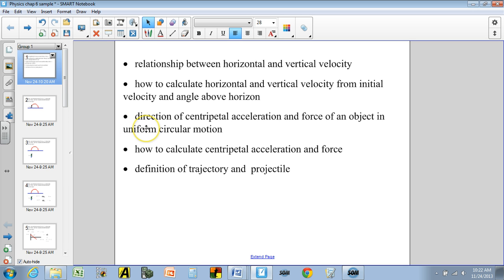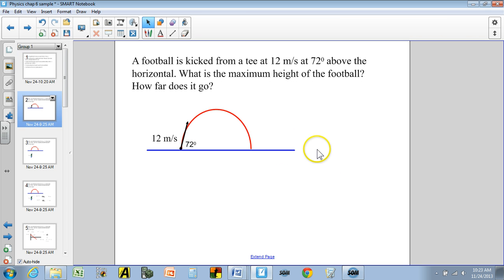So let's also look at the four questions you're going to have. You're going to have four questions similar to the following. The first one, let's say we have a football that's kicked off of a tee, 12 meters per second at an angle of 72 degrees above the horizon. We want to know the maximum height the football gets to and how far it goes.